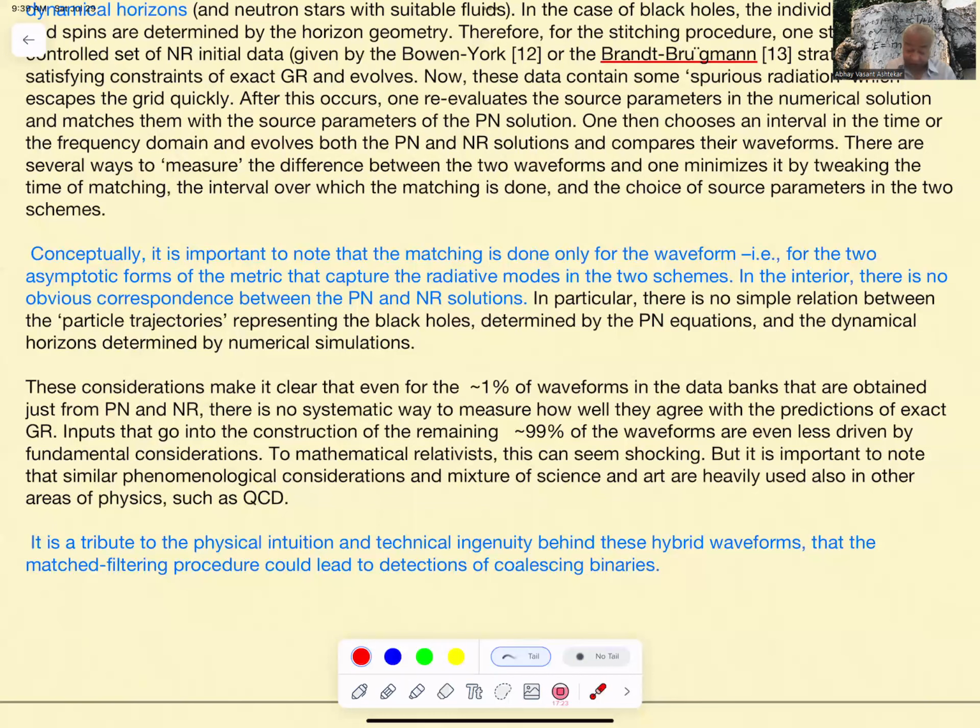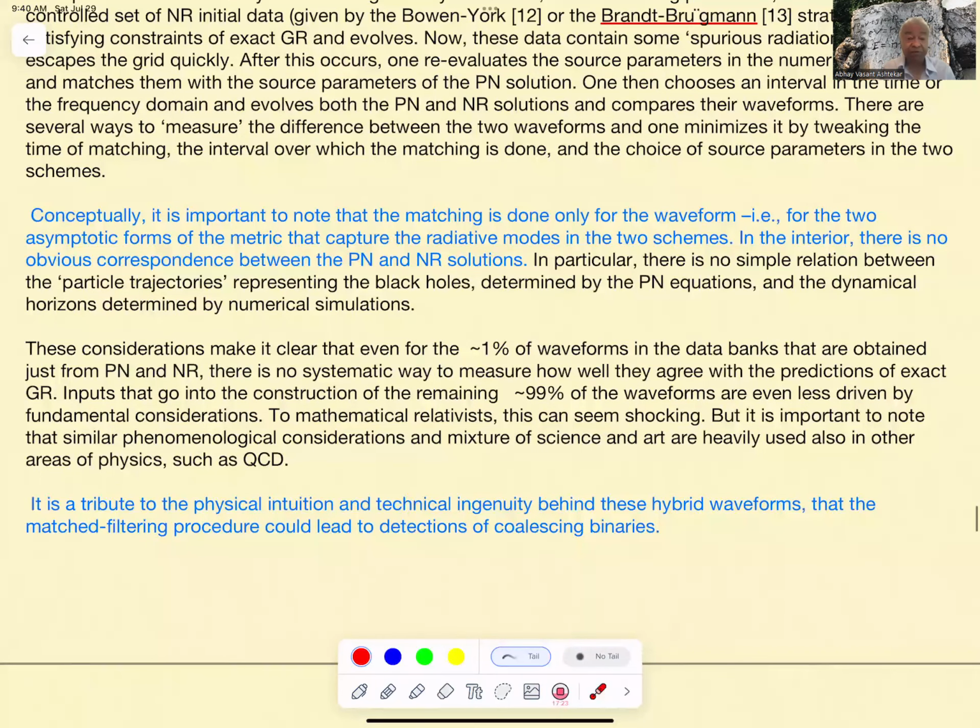In particular, there is no simple relation between the particle trajectories representing the black holes determined by the post-Newtonian equations and the dynamical horizons determined by the numerical solutions. So the post-Newtonian trajectories that you have learned about in these lectures, in this course, their purpose is to just give us consistent waveforms that take into account radiation reaction and so on out at infinity. And one is only taking the waveform at infinity seriously, not the space-time that was used to produce that waveform.